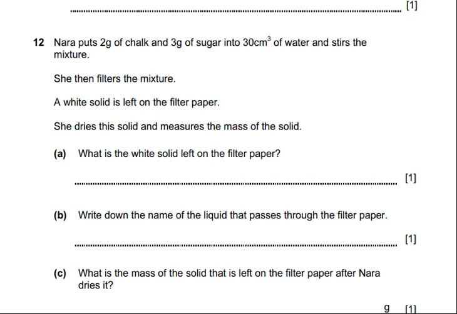So here, if you look at the question, we have 2 white substances, chalk and sugar. Of course, sugar will be dissolved in water, so it will go through the filter paper, but chalk will not be dissolved, so it will be left on the filter paper. That's why the answer is chalk. B. Write down the name of the liquid that passes through the filter paper.